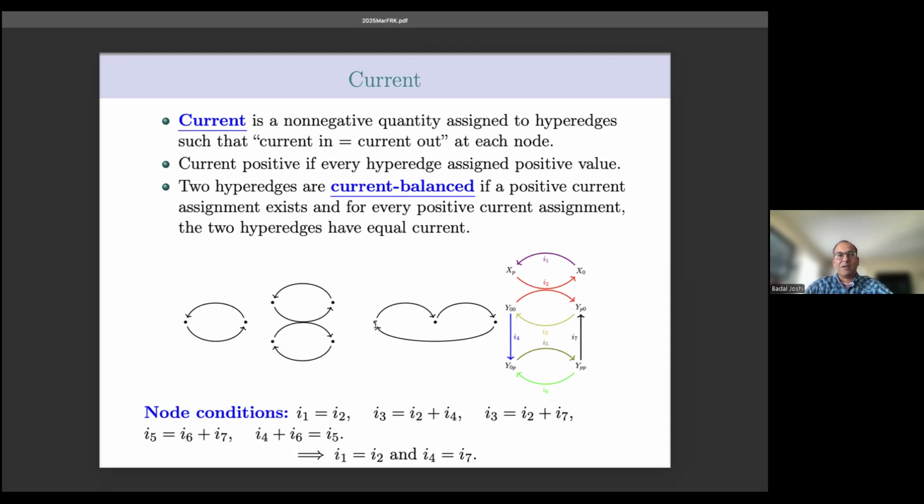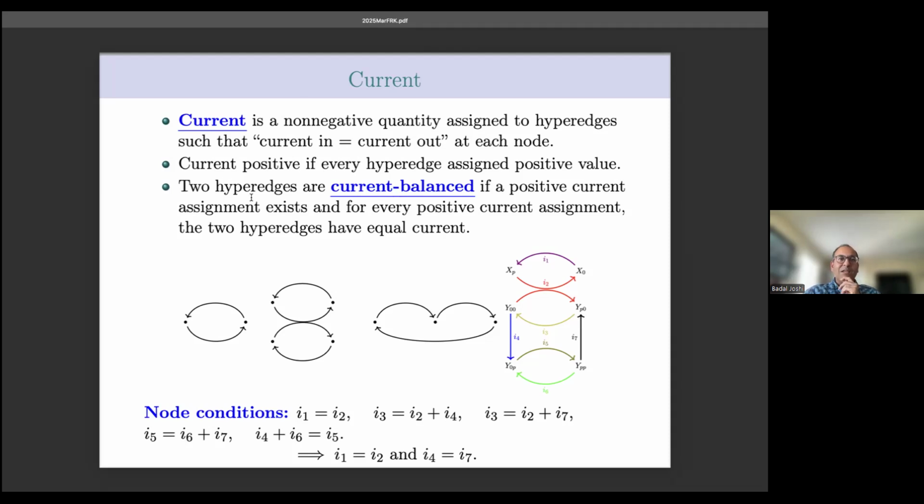The first one is something called a current on a directed hypergraph, right? So current is a non-negative quantity that is assigned to the hyperedges such that the current in is equal to current out at every node. Now, remember, a node is just a substrate, right? So it's always one substrate, every node. And so to define current, I only need to look at the graphical properties. I don't really need the identity of the nodes, right? So it's a non-negative quantity that is assigned to the hyperedges such that current in is equal to current out. And if the current assigned is positive on every hyperedge, then I will call that a positive current.